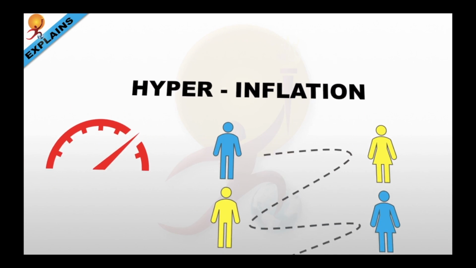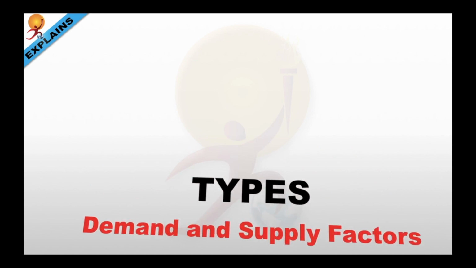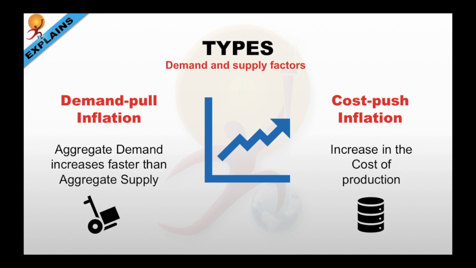Let us look at two other types of inflation based on demand and supply factors. So the other way to classify inflation is by using demand and supply factors, thus earning the names demand pull inflation and cost push inflation.